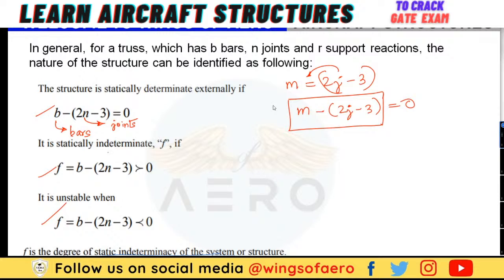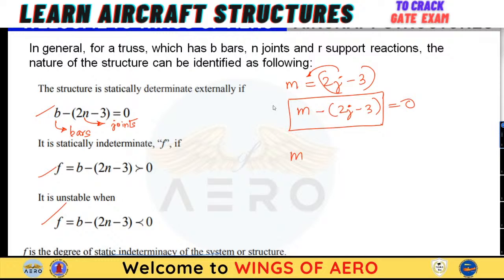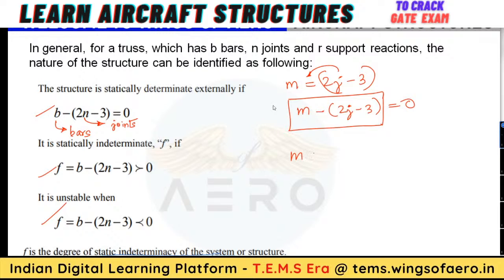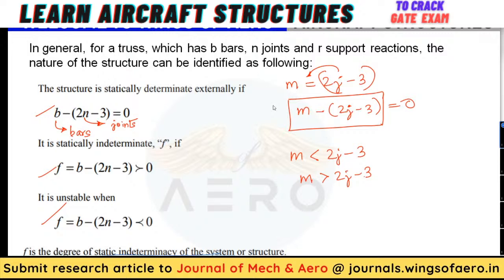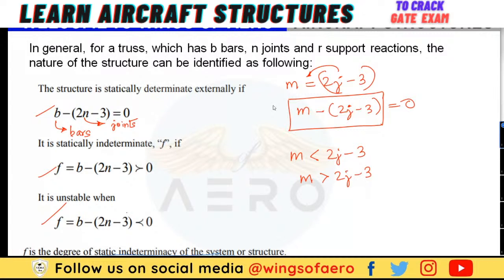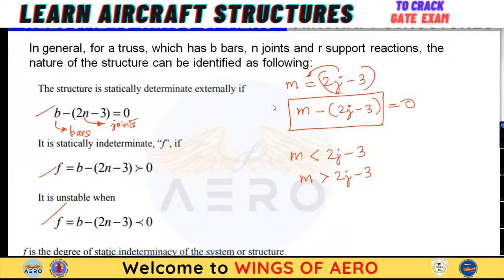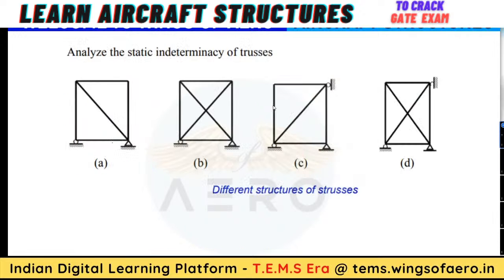Now when it is indeterminate or imperfect, we have two types. One is deficient, one is redundant. When m is less than 2j minus 3, we call it deficient. When m is greater than 2j minus 3, we call it redundant. The degree F defines the degree of static indeterminacy of the structure. We will see a few examples here.